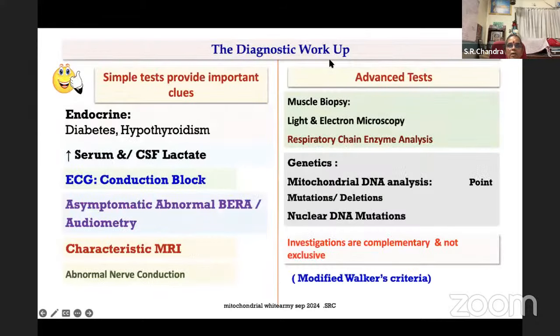So the diagnostic workup: simple tests provide important clues. That is a forearm exercise test, venous oxygen high after exercise, and they may have diabetes, hypothyroidism, serum and CSF lactate may be high, ECG may show conduction block, asymptomatic but abnormal auditory evoked response, and characteristic MRI picture for the various types of disorders which we saw, abnormal nerve conduction, then muscle biopsy, electron microscopy, respiratory enzyme analysis, genetic testing, and each investigation is complementary and not exclusive.